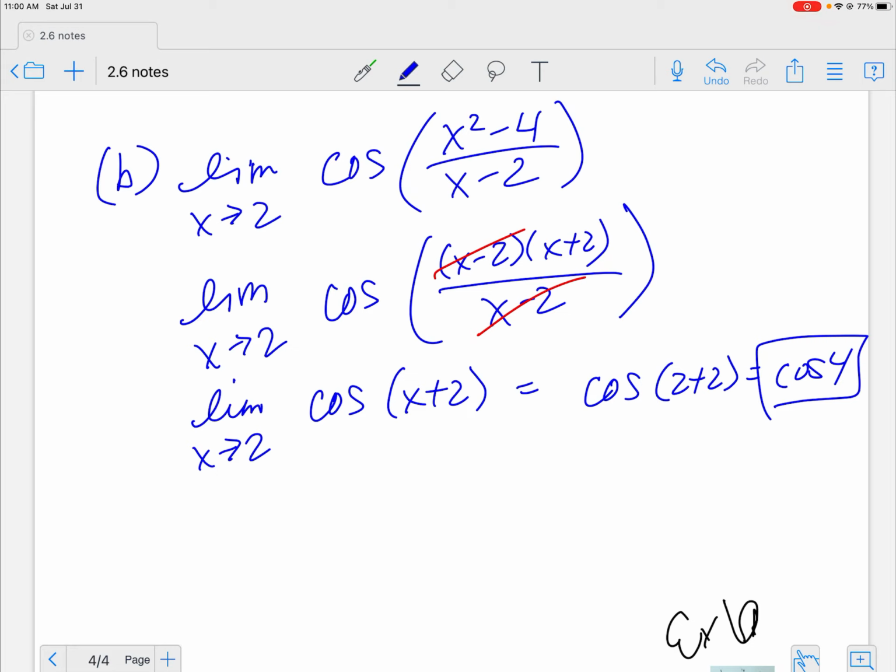On other things beyond this class, like if you have this in a physics class or something, you'll obviously be using your calculator for that. But we're not going to, just leave it as a cosine of 4. All right? Okay.